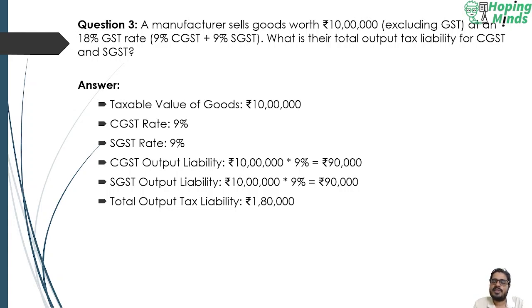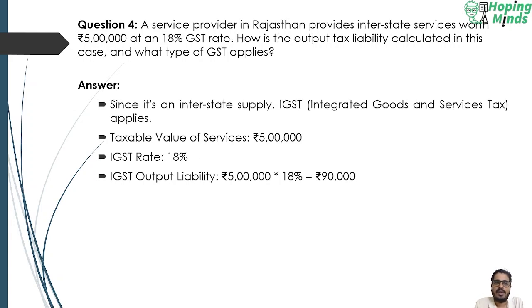This rupees 1,80,000 has to be discharged either in cash if no input tax credit is available, or by utilizing the input tax credit if available, or if the input tax credit is not sufficient to meet the total tax liability, then partial tax liability can be met through input tax credit and the rest amount can be paid in cash.